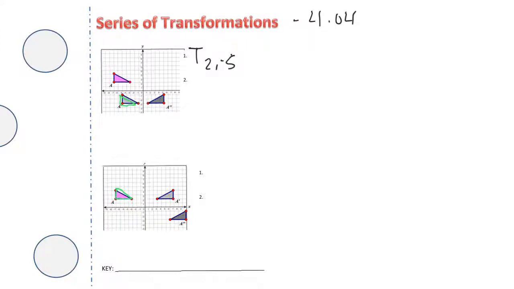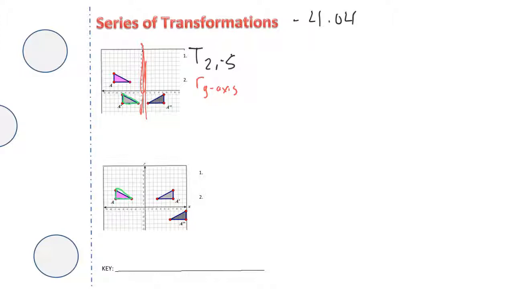Then if I look where I'm at now, A prime, to get over to this triangle, it's not a slide. I'm flipping over this y-axis. So it's a reflection over the y-axis. So I could do two moves.